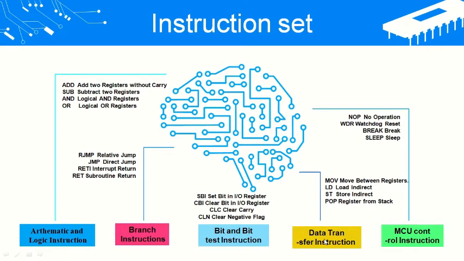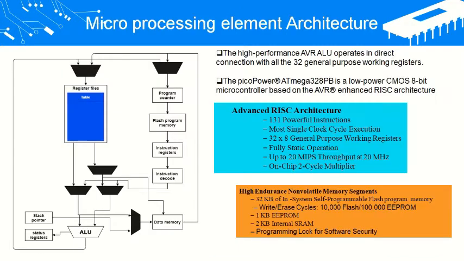And similarly for data transfer instructions, for moving between registers, we have to use MOV. Similarly, if you want to move a register to the accumulator, then you have to use MOV A, Ri, where i can be 1 to 7. For loading indirect, we use LD. For store indirect, that is ST, and for popping a register from the stack, POP. And there's also a PUSH for pushing onto the stack. Similarly, in MCU control instructions, there is NOP, no operation, which you can use in the code, and it takes one clock cycle.